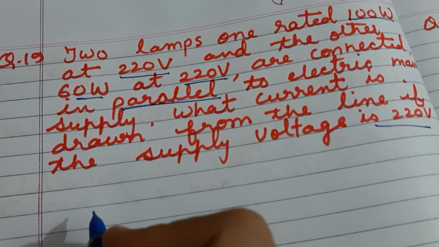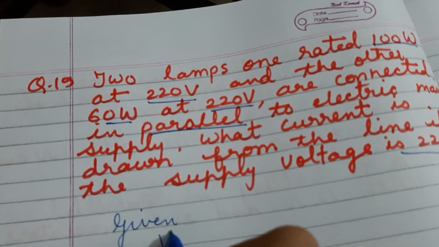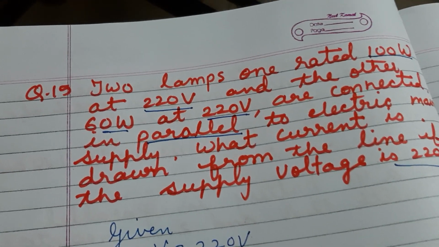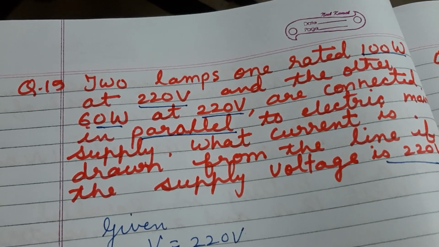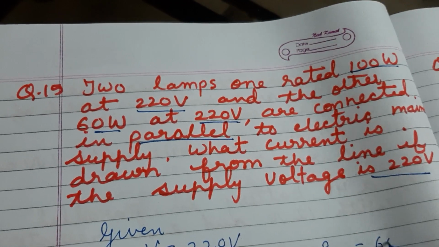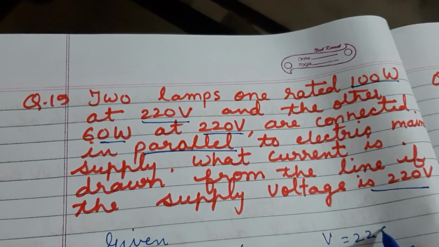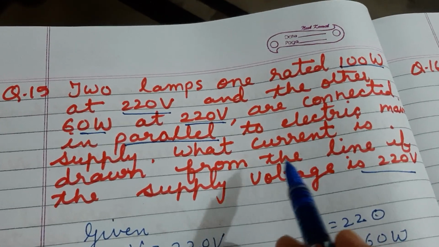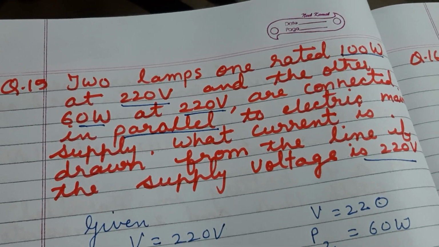First we will write what is given. V is given, that is 220 volt. Power is given: for the first lamp 100 watt, and for the second lamp 60 watt. V is 220 for the second lamp also. They are connected in parallel. We have to find out the total amount of I.